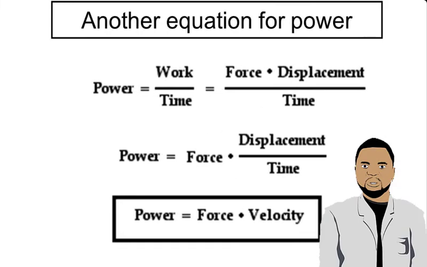We know from Newton's second law of motion that force is mass times acceleration. And in a motion of free fall, our acceleration will be the acceleration due to gravity.